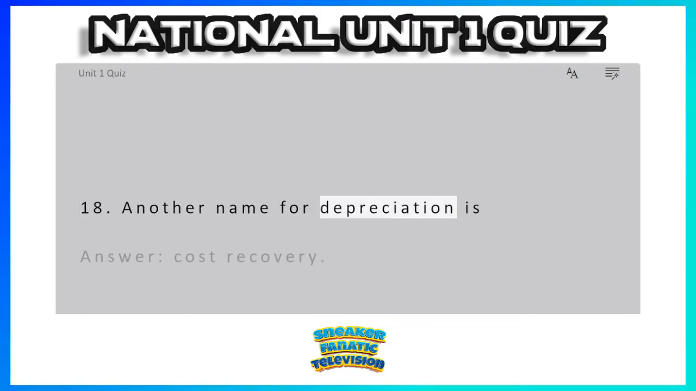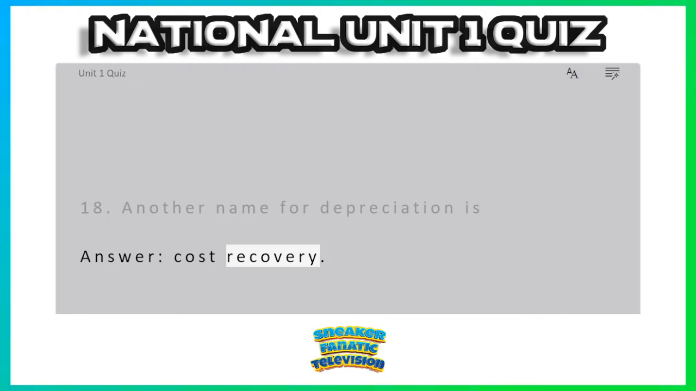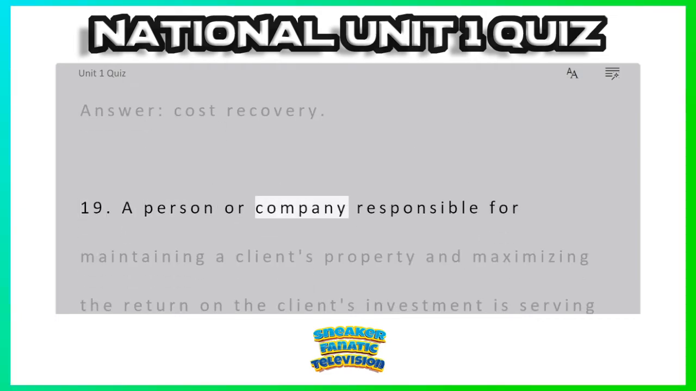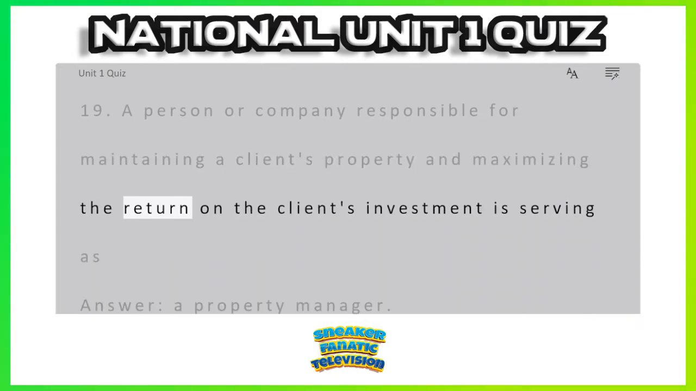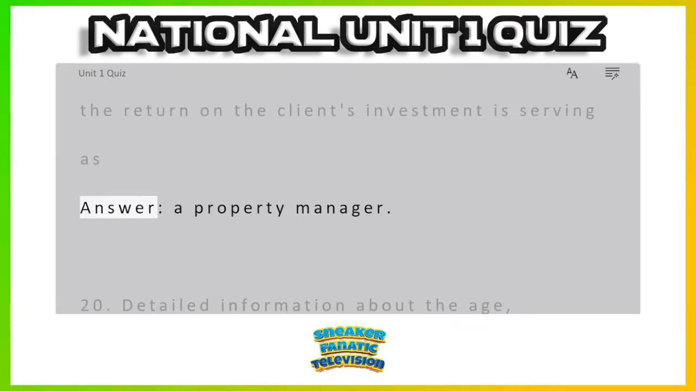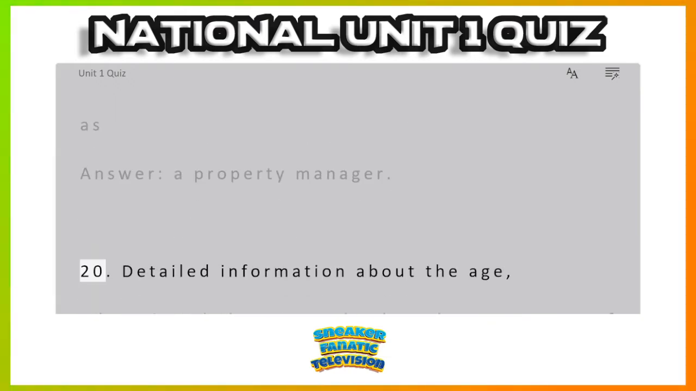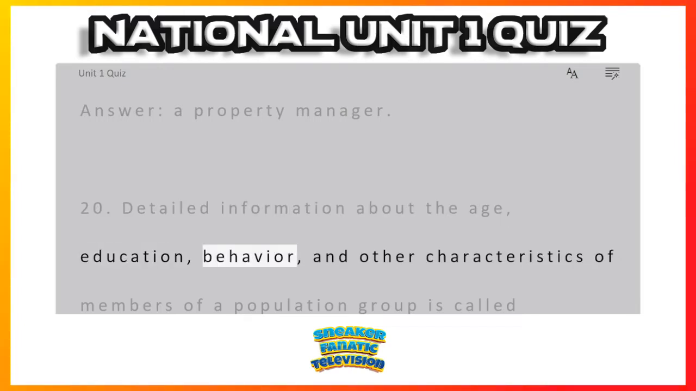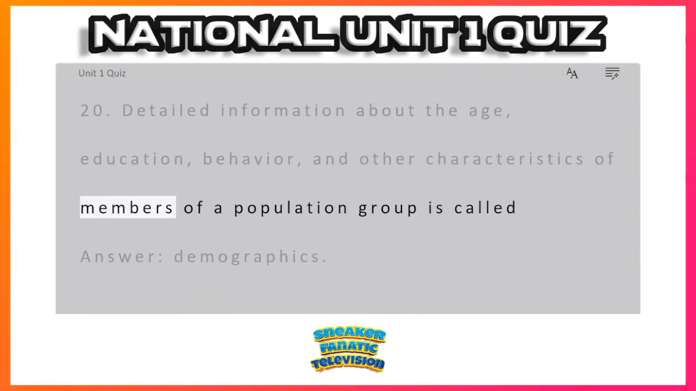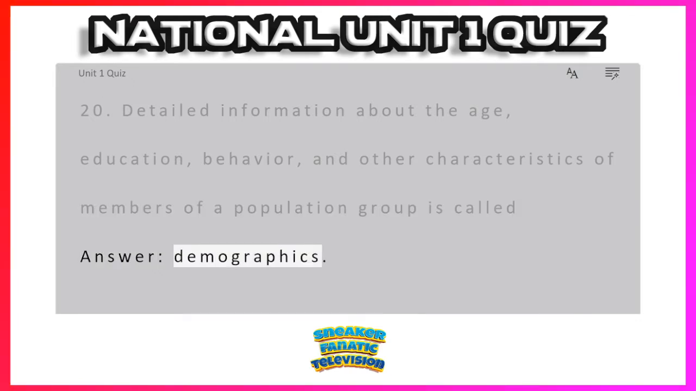18. Another name for depreciation is. Answer. Cost recovery. 19. A person or company responsible for maintaining a client's property and maximizing the return on the client's investment is serving as. Answer. A property manager. 20. Detailed information about the age, education, behavior, and other characteristics of members of a population group is called. Answer. Demographics.